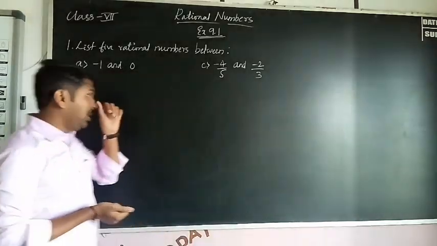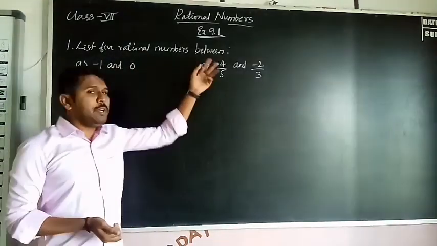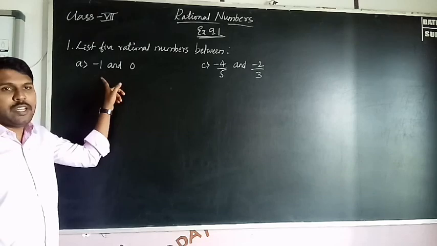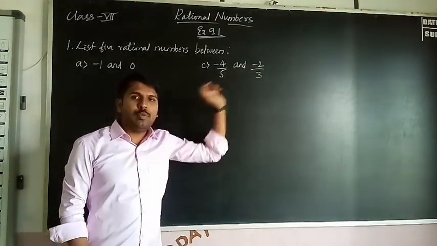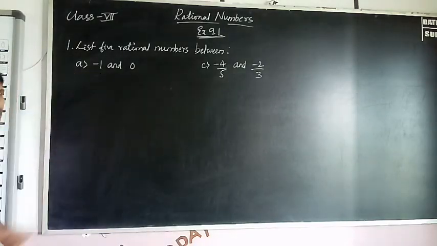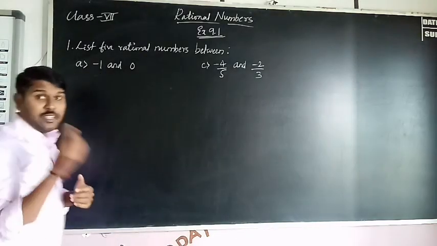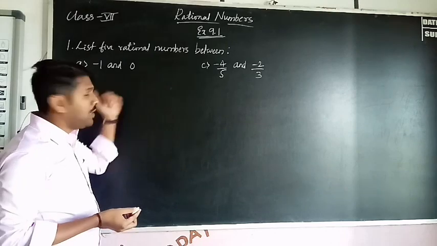So what is the first question? List 5 rational numbers between these two numbers: minus 1 and 0, and minus 4 by 5 and minus 2 by 3. So find out this one. How to find it? I already explained how to find the rational numbers in between rational numbers.